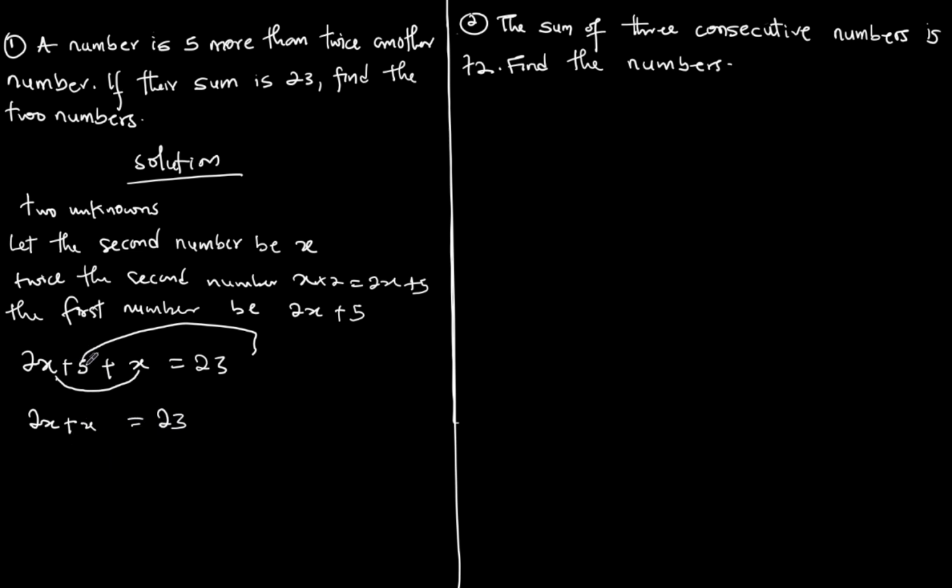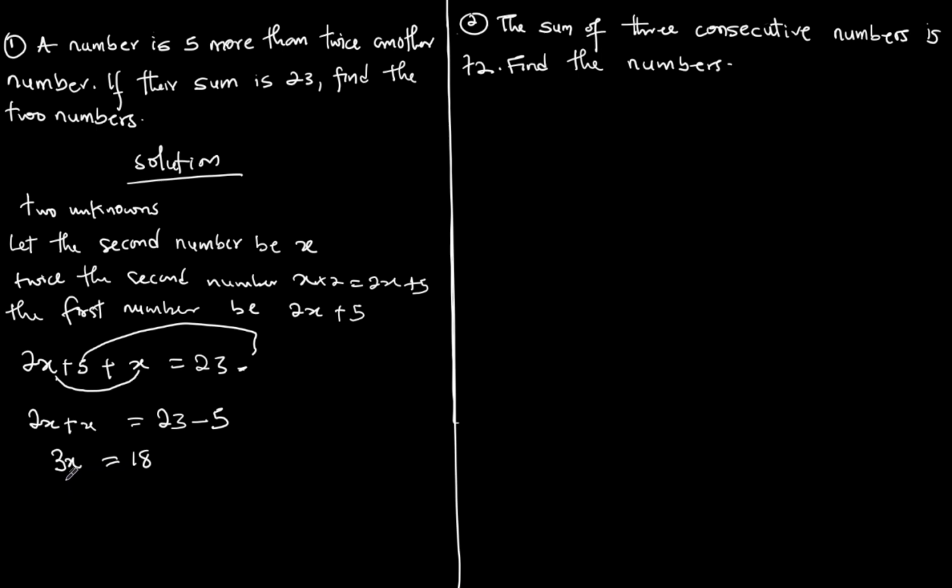Now, 5 is positive, but 5 has to cross to meet its constant 23. So it means this positive would change to negative. So we would have 23 minus 5. Now, 2x plus x is 3x, equal 23 minus 5 is 18. At this point, we have 3x.